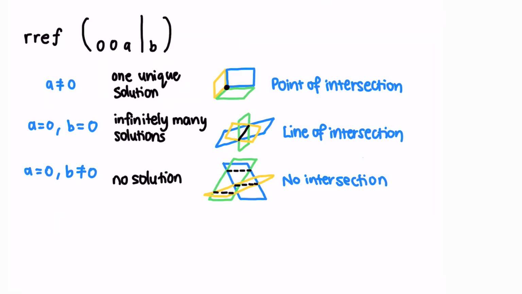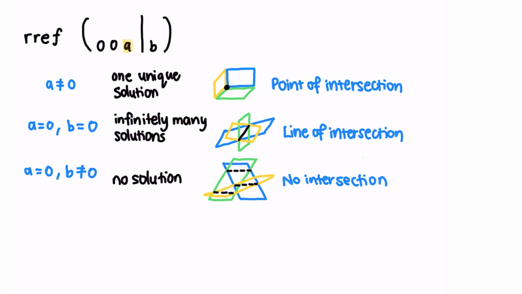Now next, if a equals 0 and b equals 0, meaning our last row should look like 0, 0, 0, 0, this means that we'll have infinitely many solutions. Geometrically, this will look like a line of intersection. So again, we have our 3 planes and they intersect on this line. And this line provides us with our infinitely many solutions.